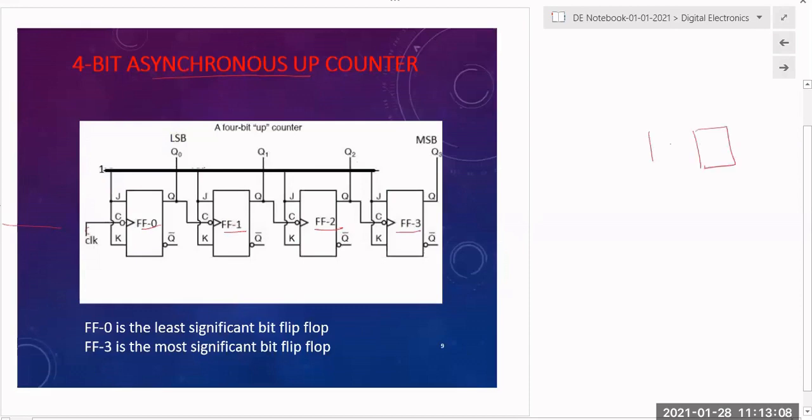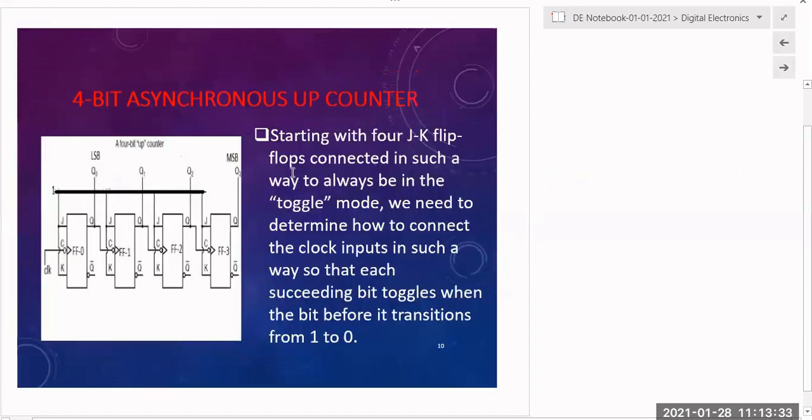So first we will have it in this manner. Okay, so this is your JK inputs, and this is your Q0 and this is your Q0 prime, Q1, this is your Q2 and this is your Q3. The output of the first flip flop will be acting as a negative edge to the second flip flop in this manner. Okay, so starting with 4 JK flip flops connected in such a way that they are always in toggle mode, we need to determine how to connect the clock inputs so that each succeeding bit toggles when the bit before it transitions from 1 to 0.